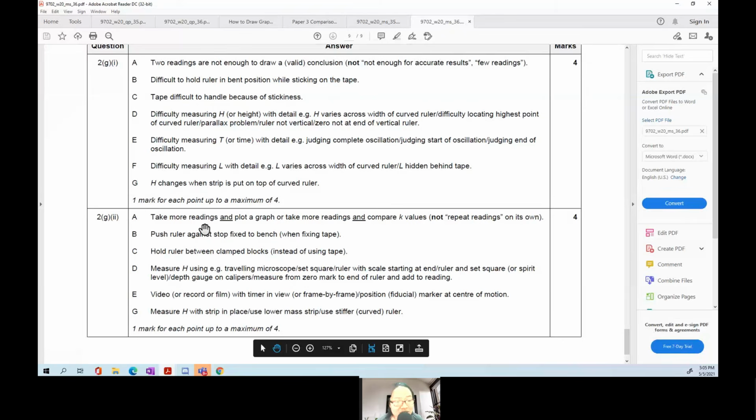And finally, if you want to measure H, is there a problem? I'll measure H. Okay, what else? Okay, that's all. No more. Measure H with strip in place or use a lower mass or use a stiffer ruler so that it doesn't compress under the weight of the wooden strip. Okay, and that's it for paper 3.